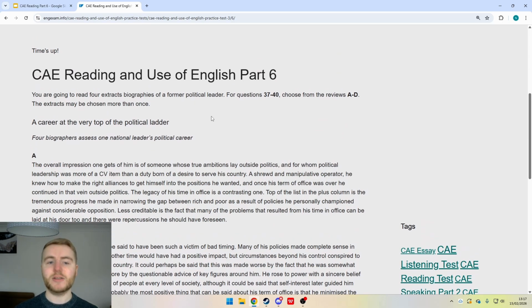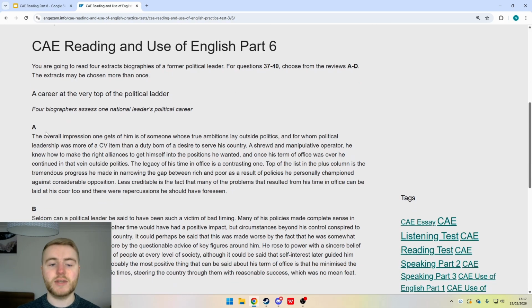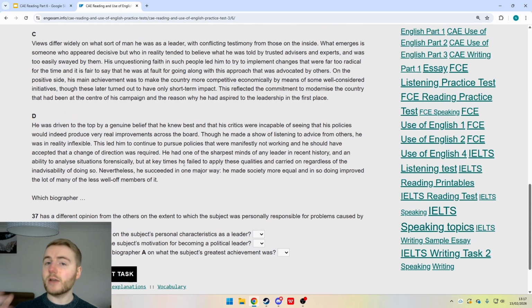Here we have a part 6 question. They are extracts from biographies on a political leader, but to be honest, we don't really care what it's about. That doesn't affect us. The first thing we do, of course, is we do not read the whole text. We go to the first question, and I'm only going to do one question to demonstrate here. Who has a different opinion from the others on the extent to which the subject was personally responsible for problems caused by his policies? Alright, there's a lot of complicated words and it's difficult even for me, an English person.